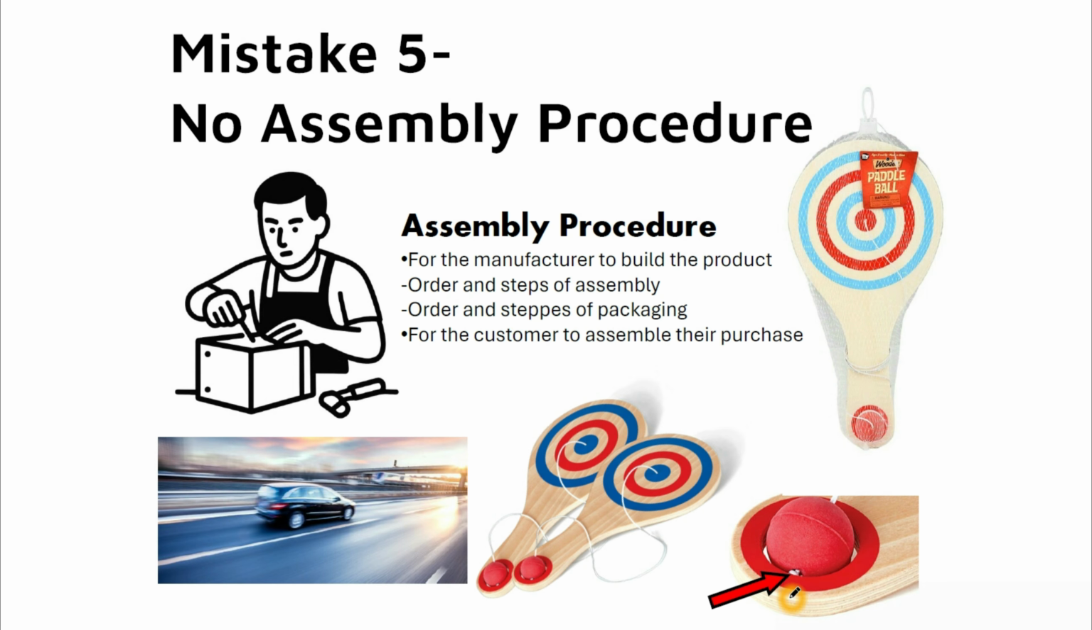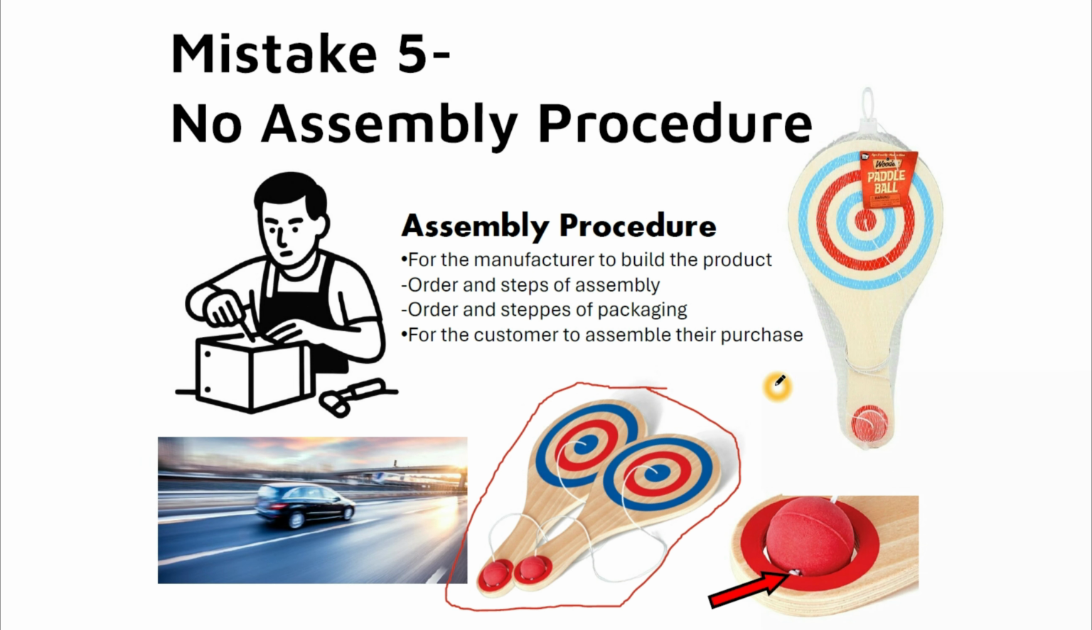Okay, so the assembly procedure obviously controls the order and steps needed to assemble the product, and it also controls the order and steps for packaging. Okay, so maybe your product is a pair. Maybe it's not just a single paddle and ball. Maybe it comes as a pair, and if they don't know, they're not going to put two of those in the same box. Or maybe it is individually packaged.